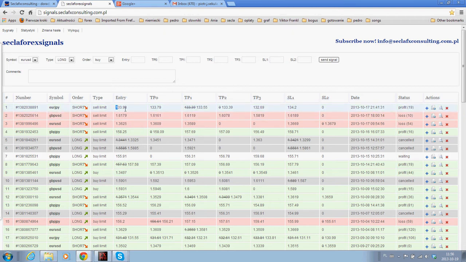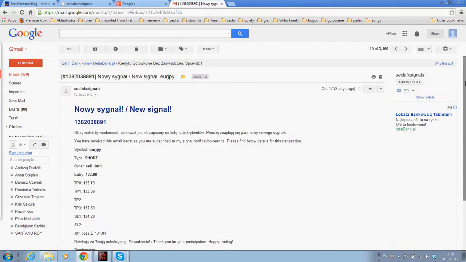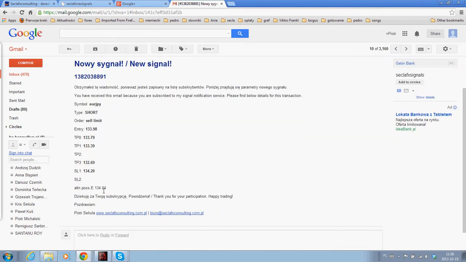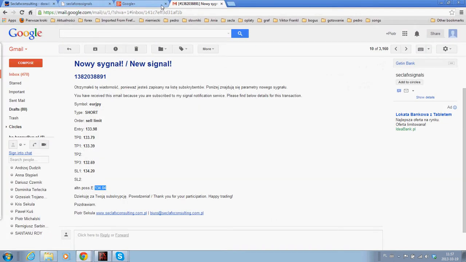I sent you a signal for a Great Britain pound Japanese yen. I've also in this signal said, okay, there is an alternative possible entry with this price, 134.04, and if you check it on the chart, it's a very precise entry. This is a very exact entry. This is based on Elliott, as I said at the beginning of this video. So Elliott can give you this great opportunity to enter with a very exact price. This is one thing.